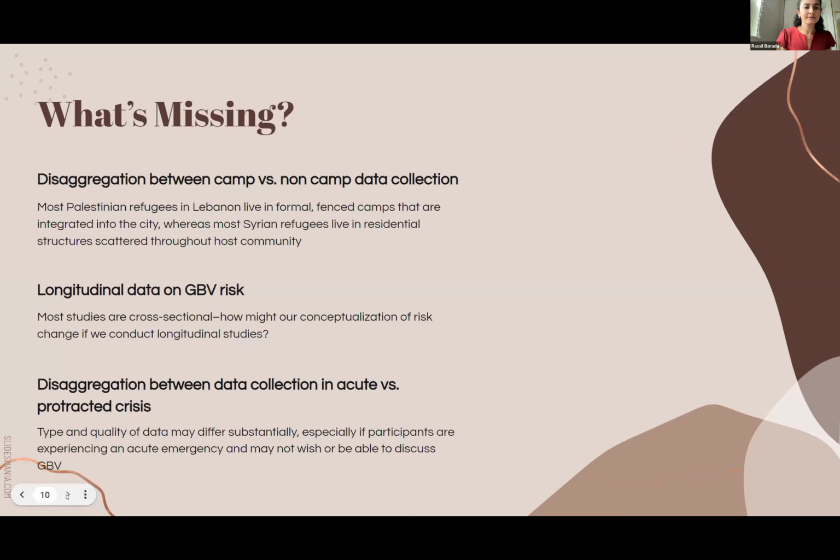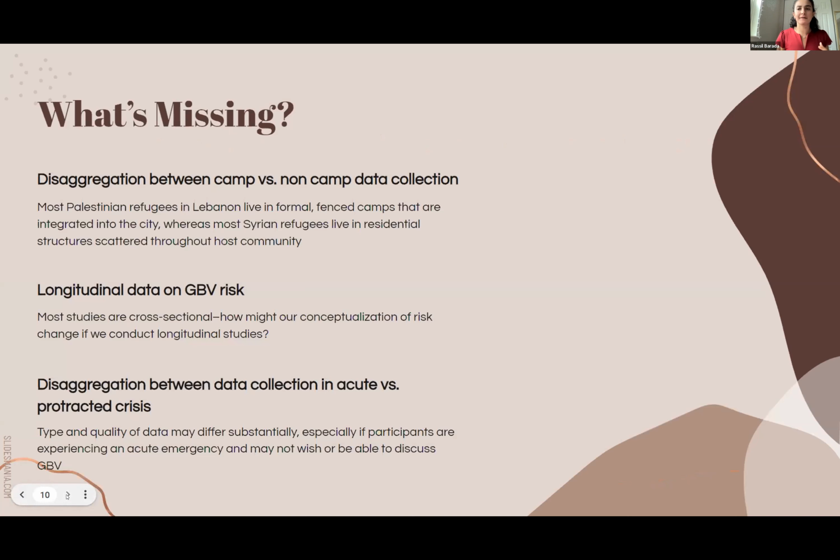Next slide, please. So what's really missing from this data? The first is disaggregation between camp versus non-camp data collection. So most Palestinian refugees in Lebanon live in formal camps, or not really fenced, you know where they are when you enter them, but if you come from the outside, you can't really tell, that are integrated into the city, whereas most Syrian refugees live in residential structures scattered throughout the host community.